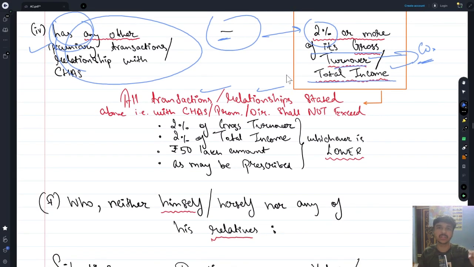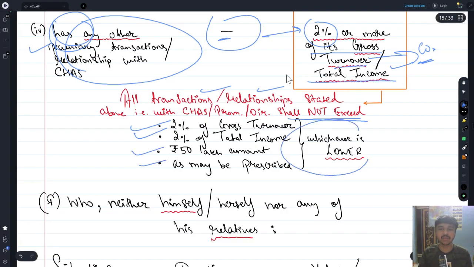So for any of these transactions, or if you accumulate and summarize all of them, they should not exceed 2% of gross turnover of the company holding associate subsidiary, 2% of total income of the company holding associate subsidiary, rupees 50 lakh amount or amount as may be prescribed, whichever is lower.